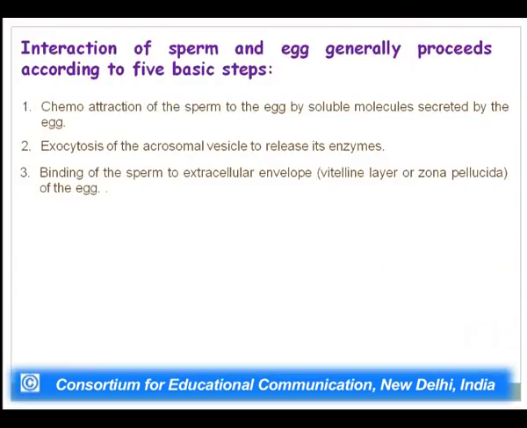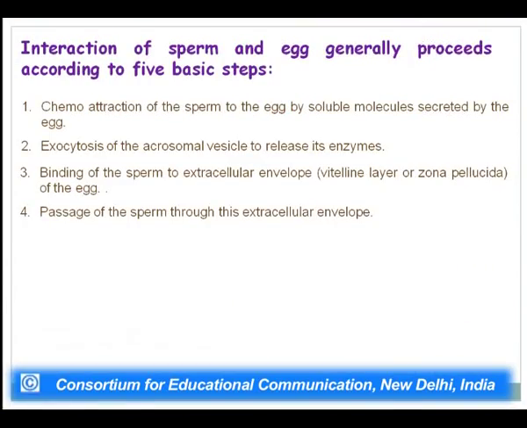The next thing is, when the sperm has made its path and finally reached the egg plasma membrane, the binding of the sperm to the extracellular envelope, the vitelline layer or the zona pellucida of the egg, occurs. So the acrosomal vesicle aids the sperm to penetrate through the jelly layer, and then finally there is binding of the sperm to this extracellular layer, the vitelline layer in the case of sea urchin and the zona pellucida in the case of mammals, when we will see mammalian fertilization.